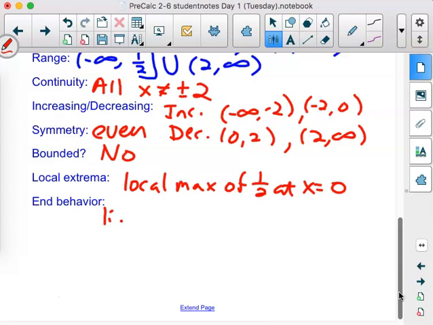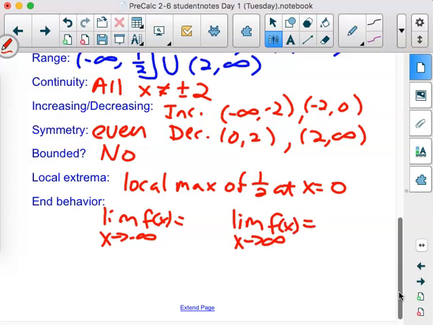And then the end behavior, limit as x approaches negative infinity for f of x equals, limit as x approaches positive infinity for f of x equals. And I know it takes a little bit to write down that notation. But my next question will be, what should we put for those limits? Two for both of them. Exactly. Horizontal asymptotes.